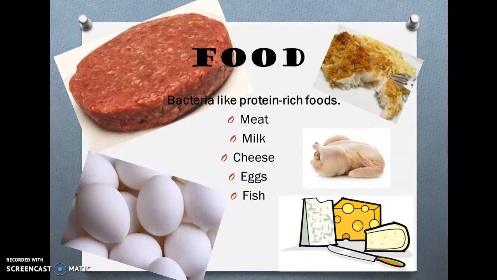So guys, the F in FATTOM stands for food. The first condition that bacteria needs in order to multiply and grow is food. Not just any food, we need protein-rich food. So these are foods that are very high in proteins. These foods include meats, milk, cheese, eggs, and fish. So again, bacteria loves these types of foods.